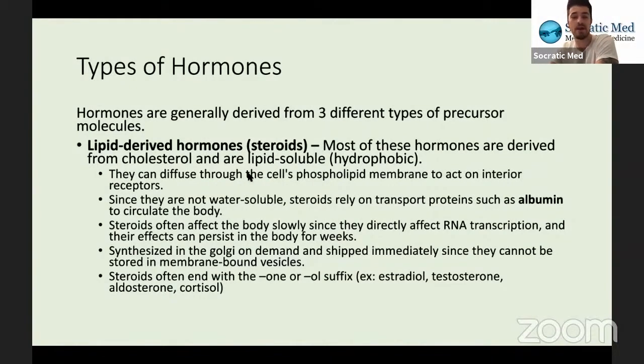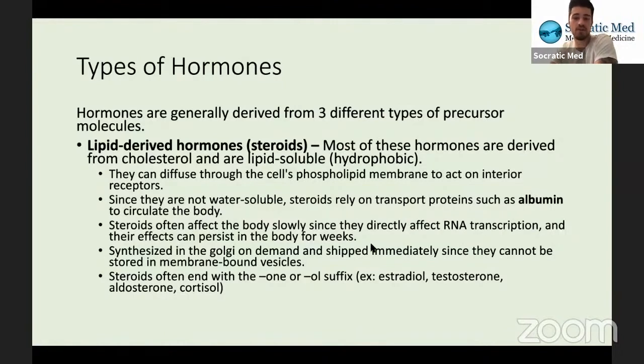and they act inside. So since they're not water soluble, like we just said, steroids rely on transport proteins to get through the blood. So albumin is one of the bigger transport proteins that you find in the body. And they usually will just, via nonpolar interactions, stick to albumin and circulate the body. And then once they get to the target tissue, they will dissociate from albumin, go through the membrane, and enter the cytoplasm.